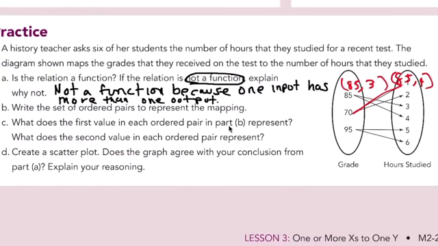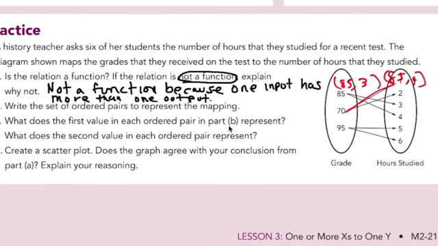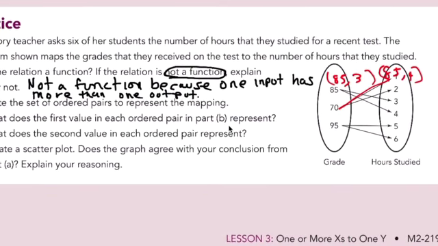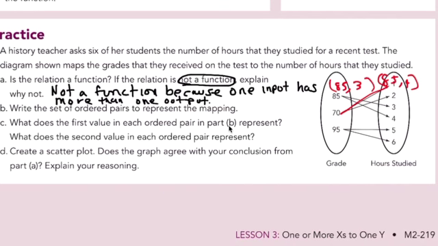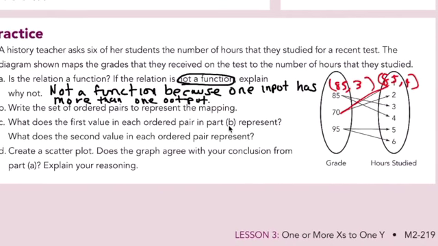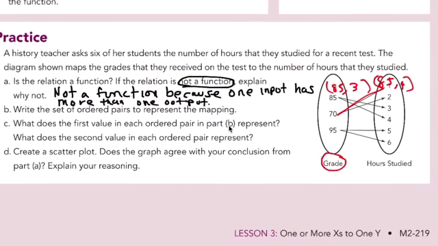What does the first value in each ordered pair in part B represent? First ordered pair, first value. The first value represents their grade on the test.